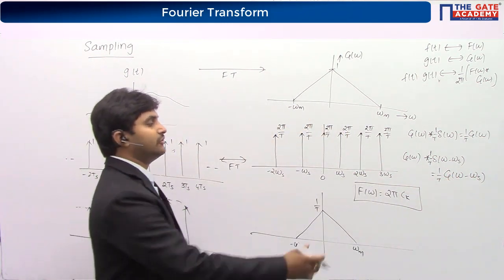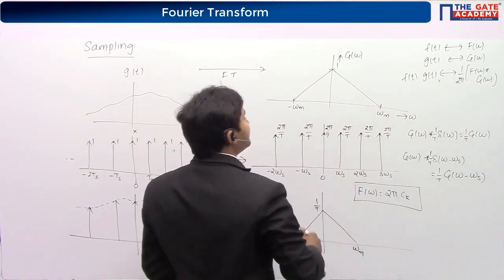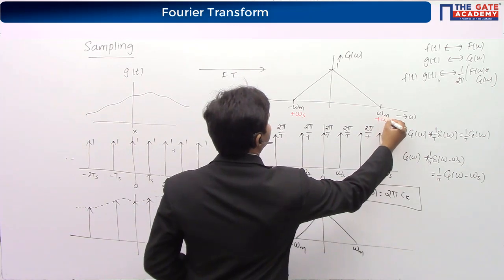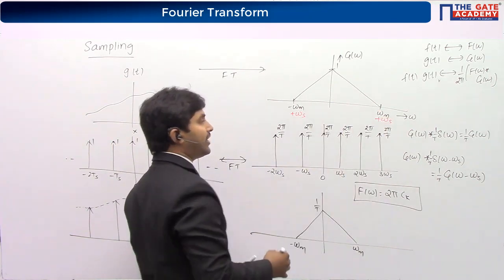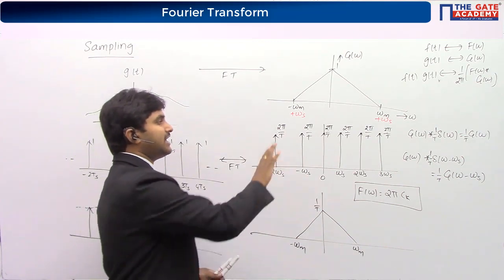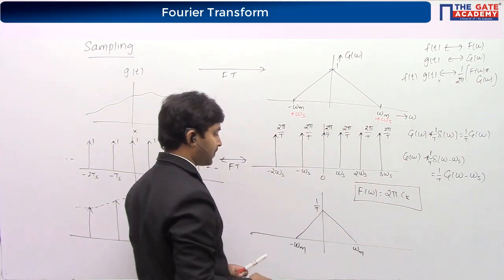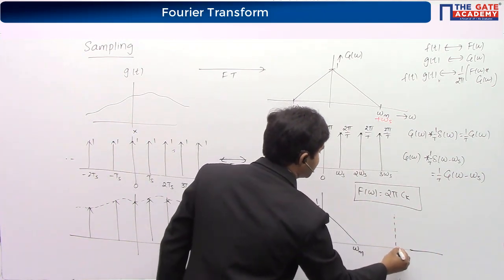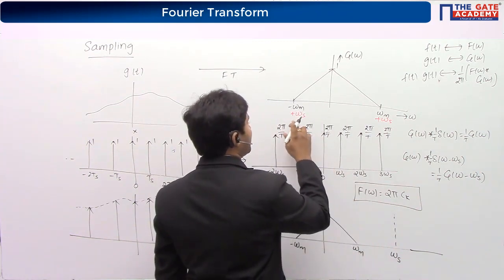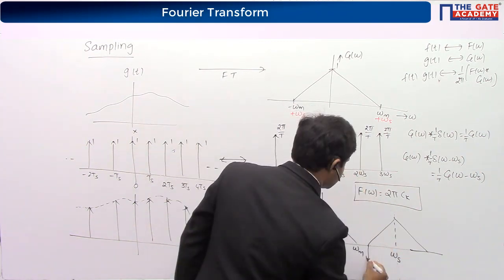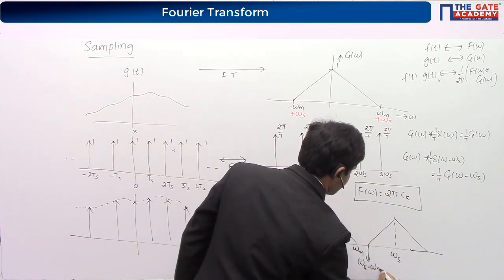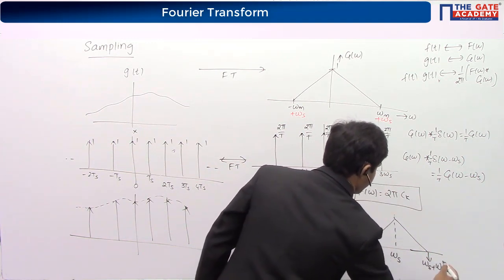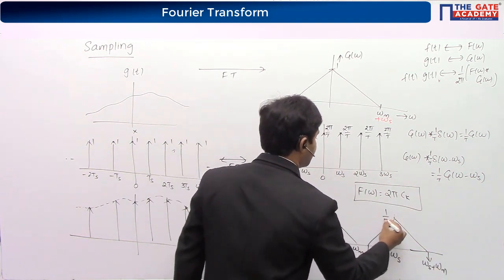So G of omega minus omega s is nothing but a shifted version of this. How much are we shifting? We are shifting it by omega s. We are delaying it, that's why I am adding the value of omega. So the center part is going to become omega s. Here it is omega s minus omega m, and here it is omega s plus omega m. And of course, it's 1 by T here.